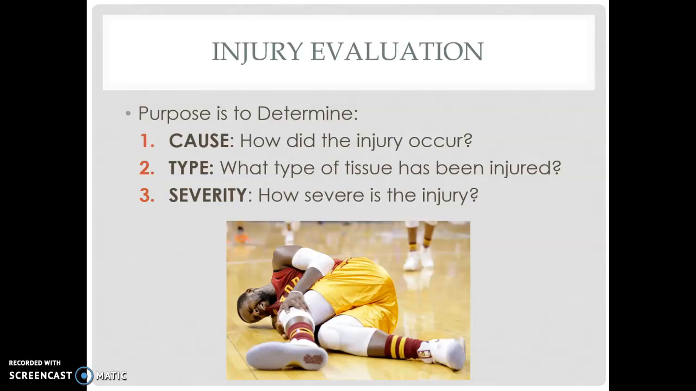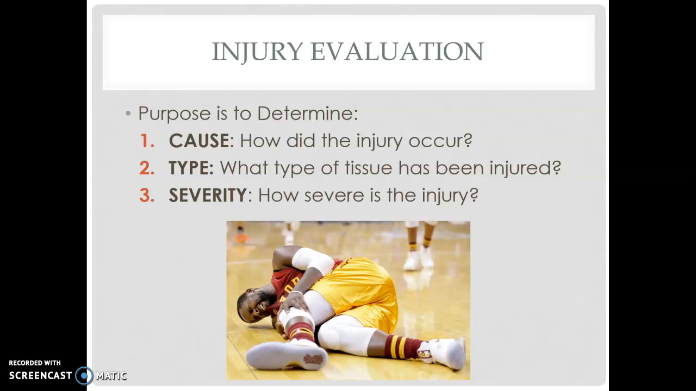Then the type of injury would be what type of tissue has been injured. This is when we are starting to do our history-taking, observation, and eventually our special tests to look at if it's bone, if it's soft tissue, is it a brain injury, really what type of tissue has been damaged.